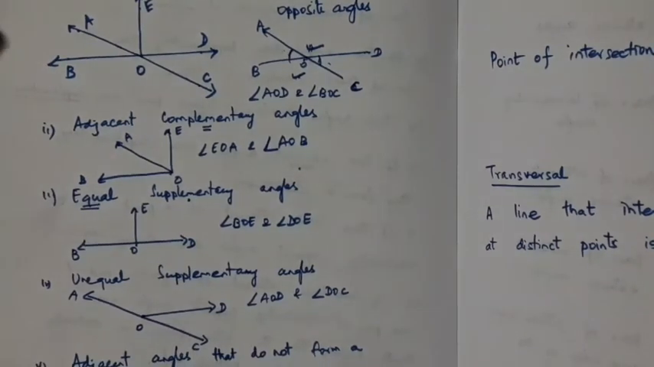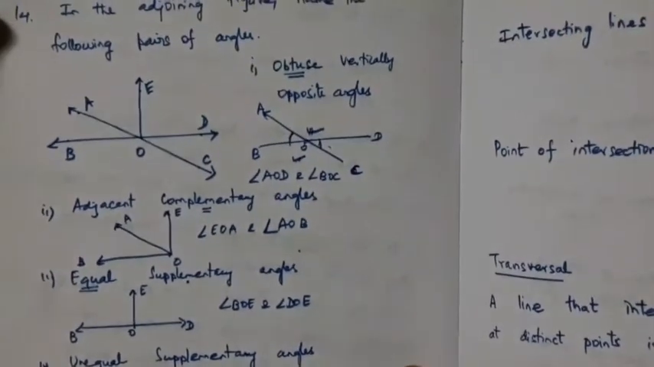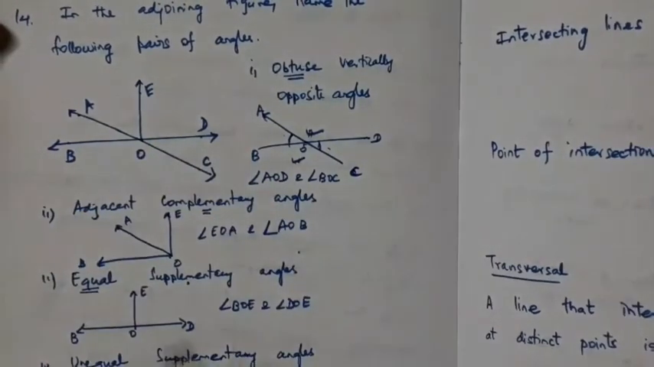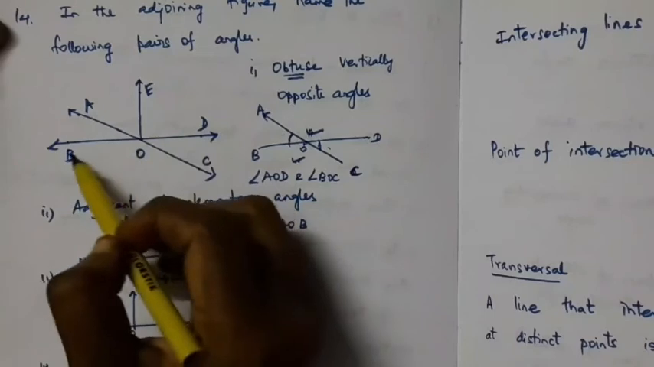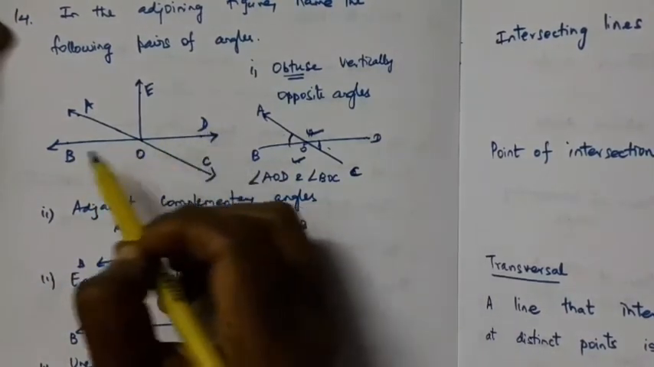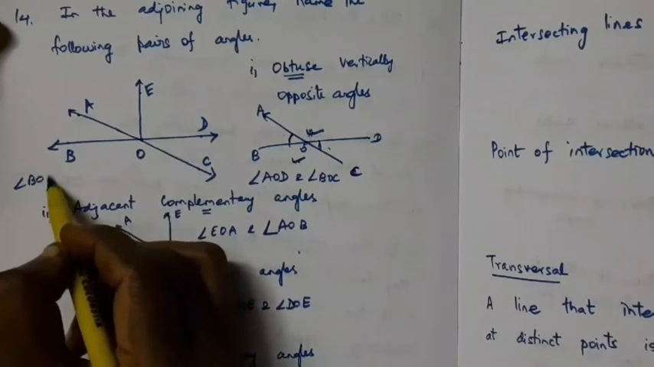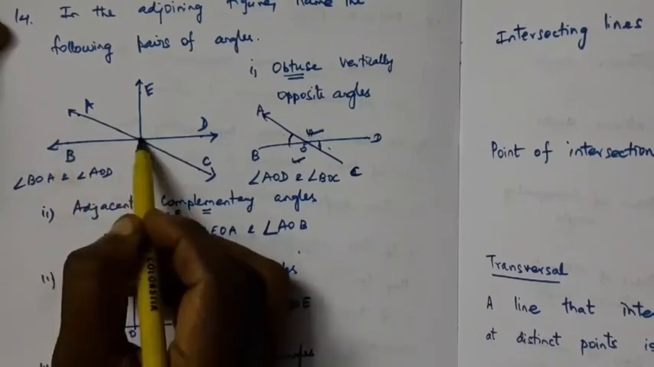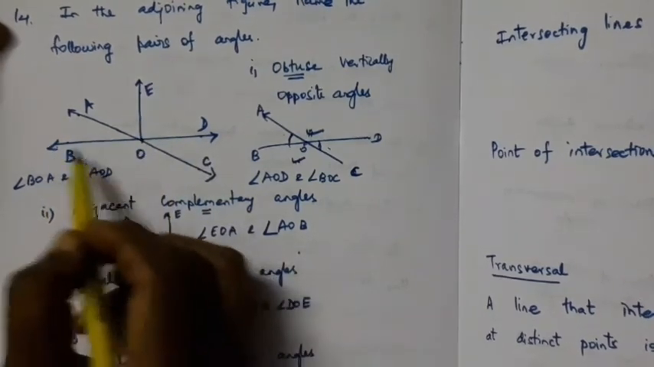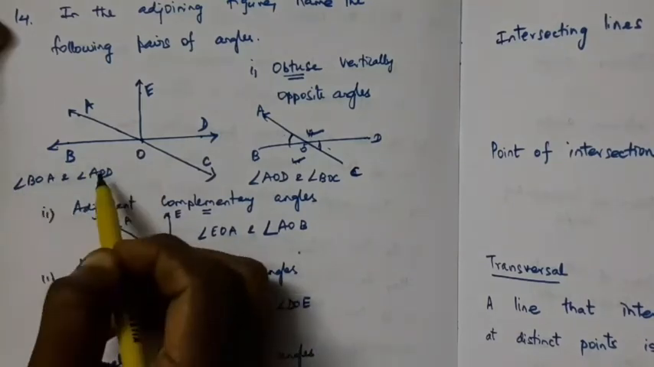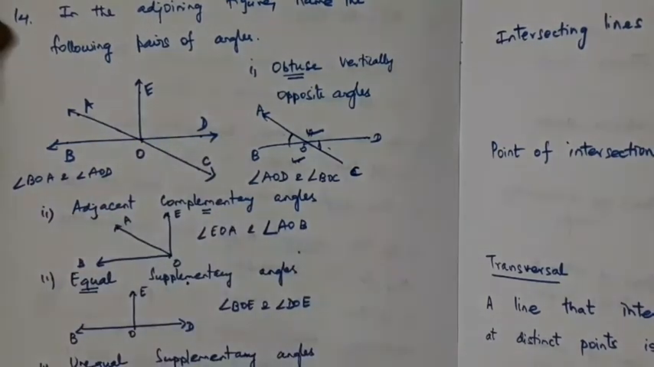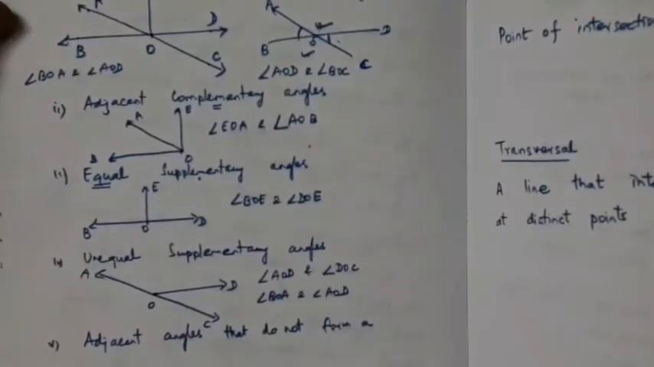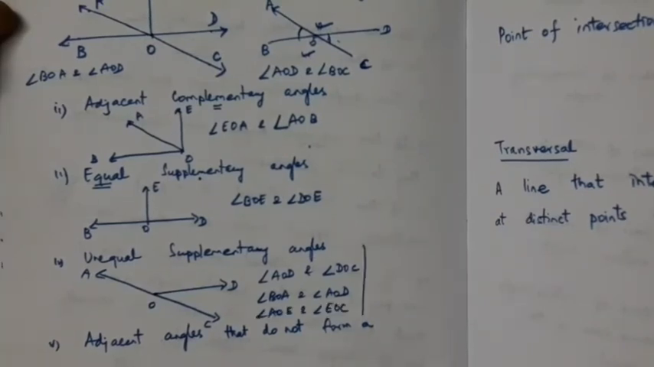You can have more examples for these cases. If you see from this, BOD is a straight line. If you add angle BOA and angle AOD, both together will give 180 degrees and they are unequal. So I will write it here: angle BOA and angle AOD. This is another example you can give. One more example, angle AOE and EOC. You can check this.